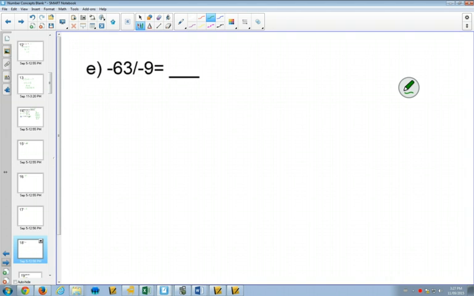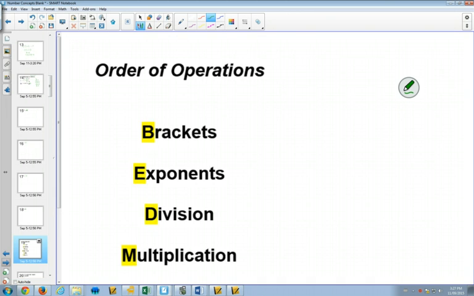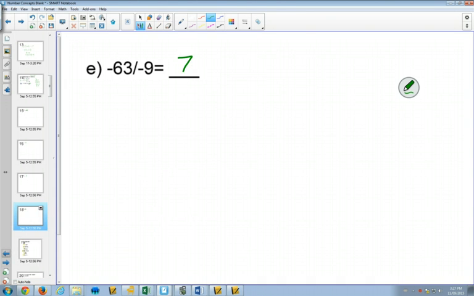If you had 63 and divided it by 9. Get 7. And is it positive or negative? Positive, because you have 2 negatives there, so it will be a positive. And that is the last one and where we're going to stop for today.